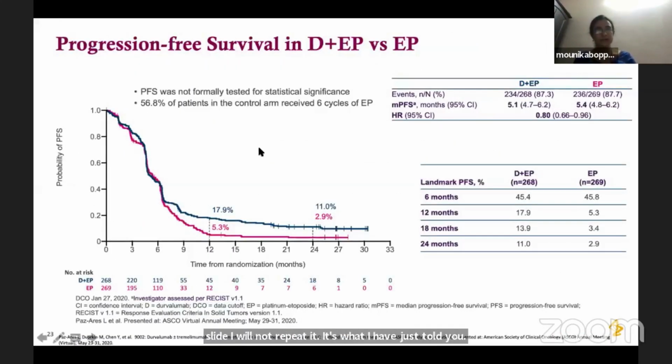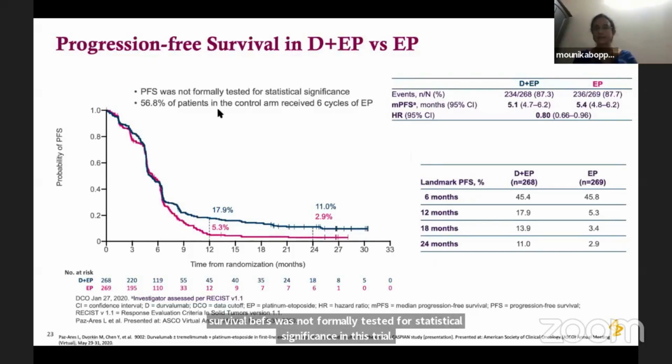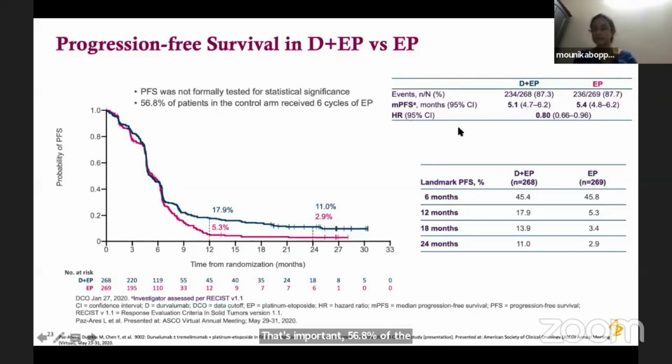So going to the results, if you look at the progression-free survival, PFS was not formally tested for statistical significance in this trial. That's important. 56.8% of the patients in the control arm received 6 cycles of EP. The median PFS does not look much different. But if you look at the PFS at different time points, at 6 months, there was not much difference. But at 1 year, there was a significant difference of 17.9% in the durvalumab arm versus 5.3% in the EP alone arm. And at 18 months, it was still 13.9% versus 9%.